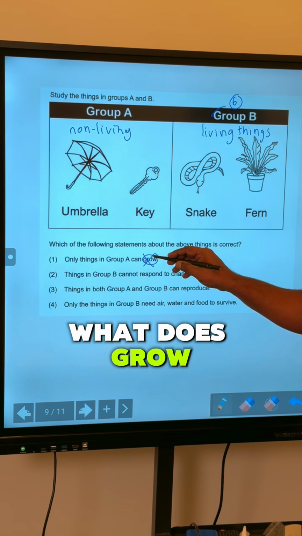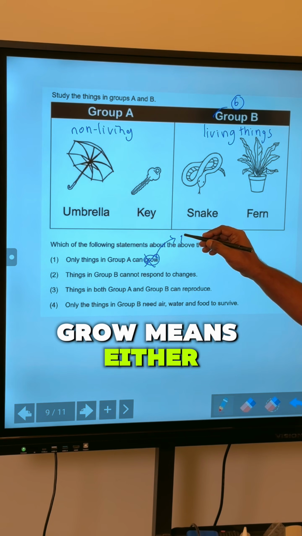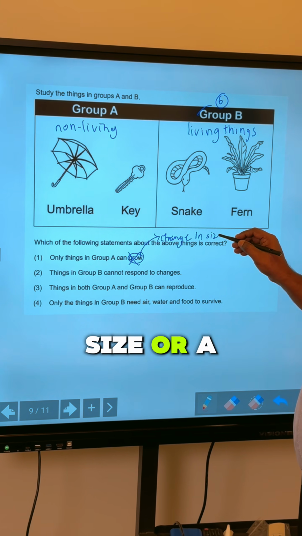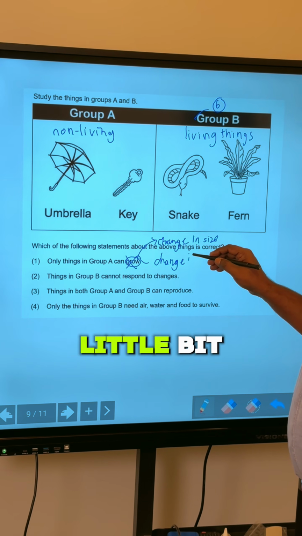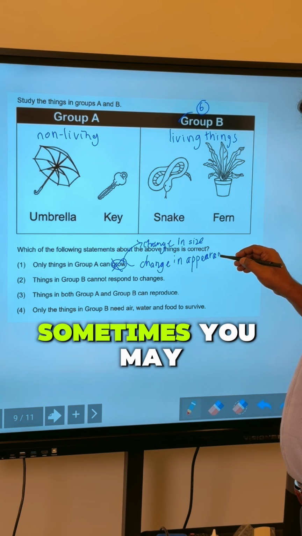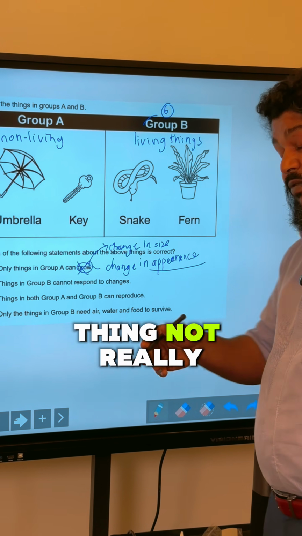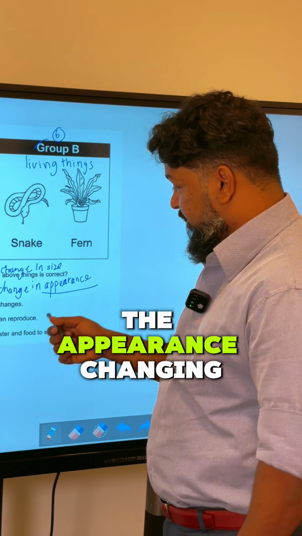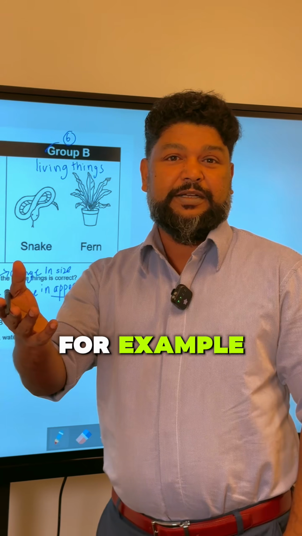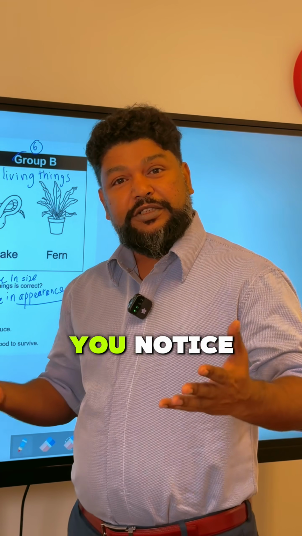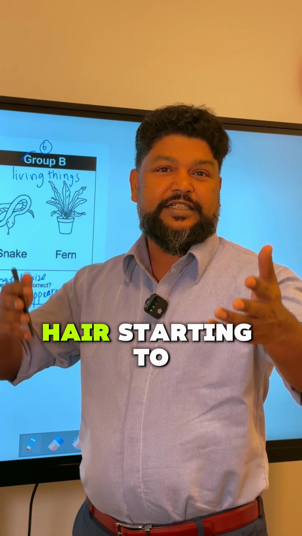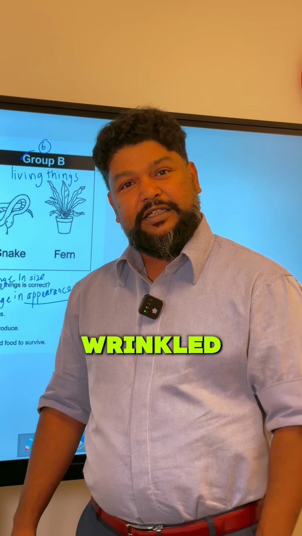And just to remember, what does grow mean? Grow means either a change in size or a change in appearance, right? And this is what I want to bring your attention to a little bit in this question. Sometimes you may see a living thing not really changing in size, but you see the appearance changing. Like you can look at your mom and dad, for example. As they grow older, they don't grow taller, they may not grow heavier. But what do you notice? Their appearance starting to change. Their hair starting to go gray, they start getting wrinkled, all of these.